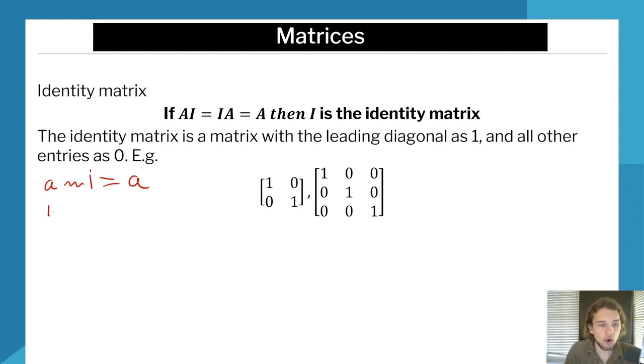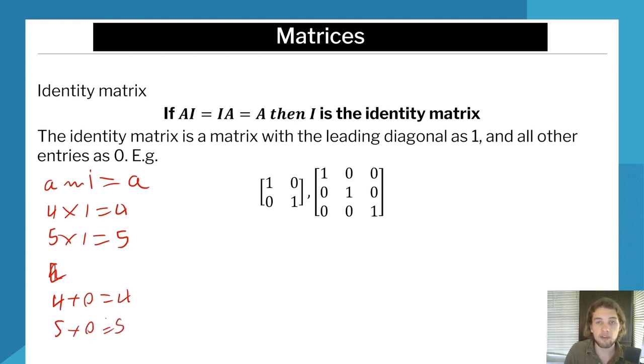So think about 4 times 1 equals 4, and 5 times 1 equals 5. No matter what you multiply by 1, it's the same number. Therefore, it's the identity value in multiplication. Now, if we do 4 plus 0 equals 4, 5 plus 0 equals 5. Therefore, for addition, 0 is the identity.